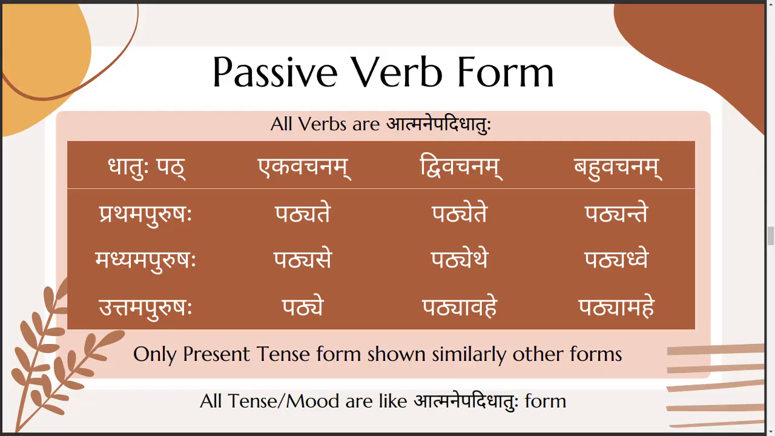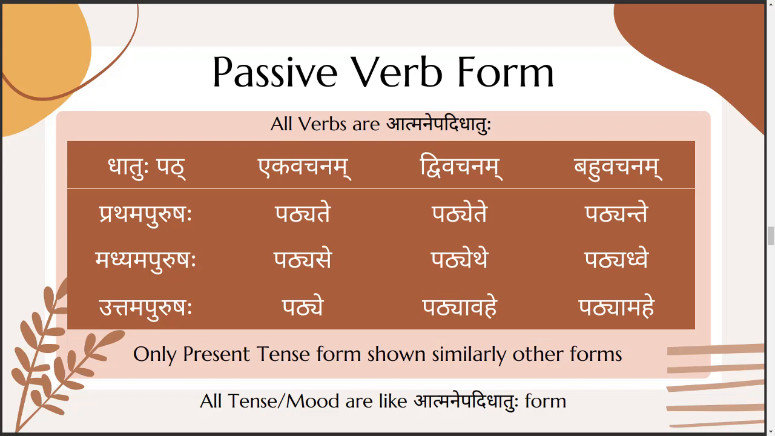Then we studied about passive forms. Passive form means the verb forms are different. The present tense, whatever form we just saw in the earlier tense screen, they are in active voice construction. When we are constructing a sentence in passive form, the verb form should be used like this only. Patyate, patyete, patyante. Patyase, patyethe, patyadhve, patye, patyavahe, patyamahe. I just gave for lat lakara because you already noted the 5 lakara. In the same fashion, this verb is also used in all different lakara.